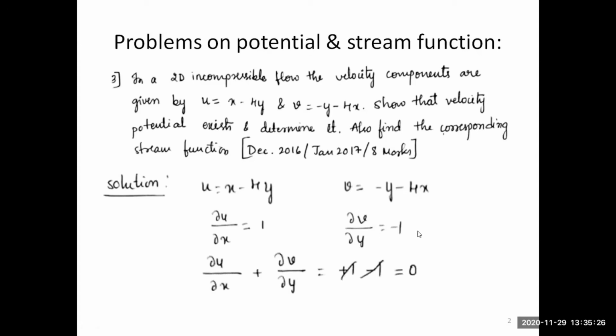If you add these two derivatives, dou u by dou x plus dou v by dou y, you will get 0, which is plus 1 minus 1. If this is equal to 0, then it shows there is a potential function. Hence, the two-dimensional incompressible flow they have given is a continuous function and the velocity potential phi exists. If dou u by dou x plus dou v by dou y is not equal to 0, then phi does not exist.